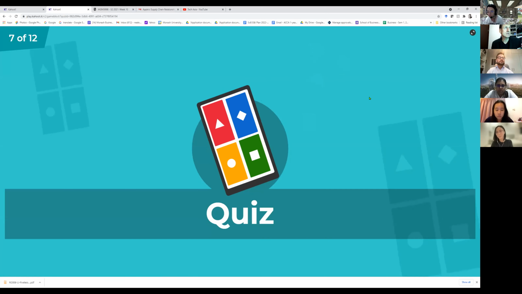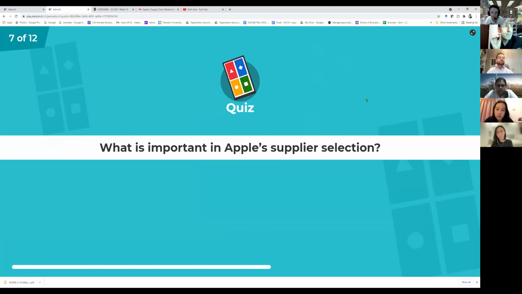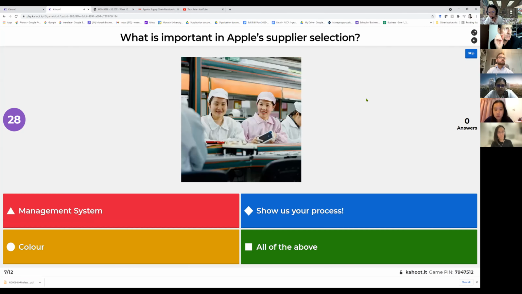All right, remember, we're going to 8, two more to go. What is important in Apple's supplier selection? The management system, like 3L coils. Show us your process, like 3L coils. The color, like Bayer. Or all of the above.